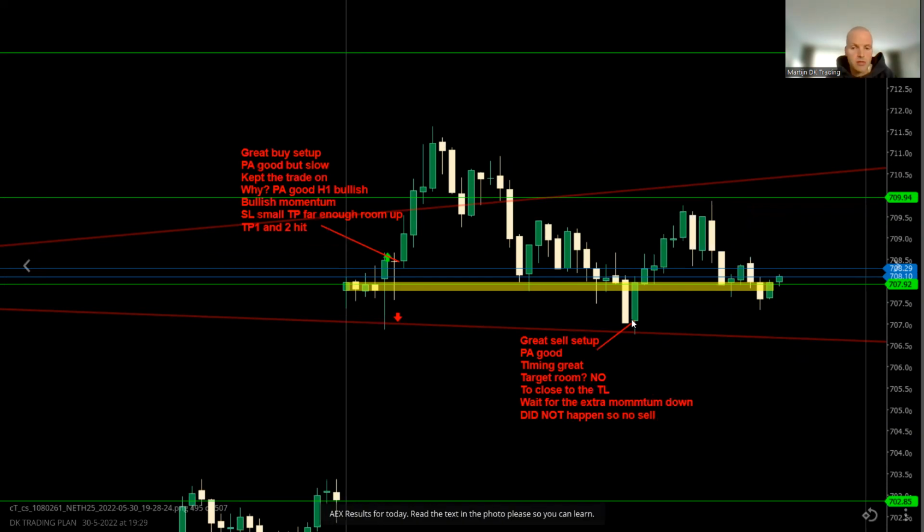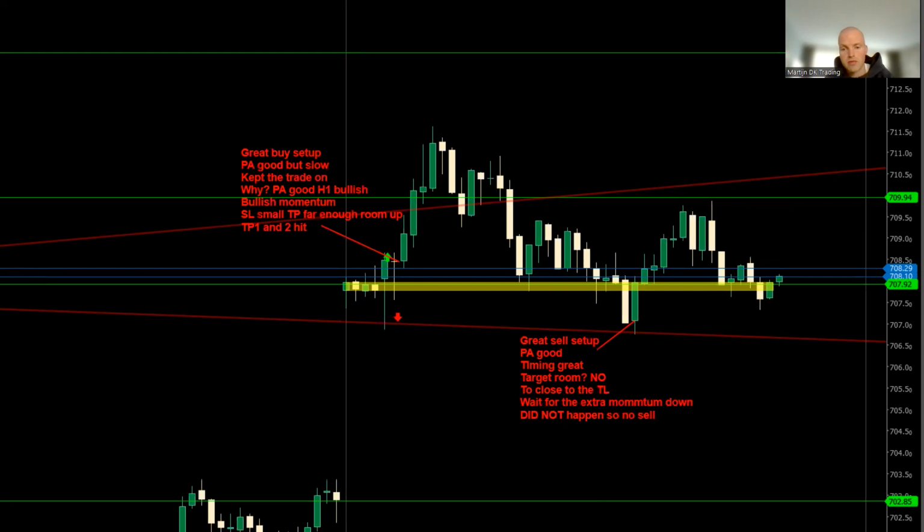Timing is great, but again, we got the trend line and it just didn't give me what I wanted to see, the price. So I didn't do it. Why not? Price action was good, timing was great. Target, not really room, right? Because we got that trend line there.